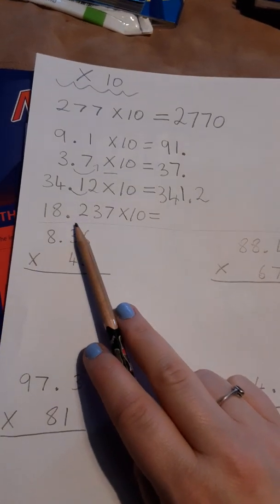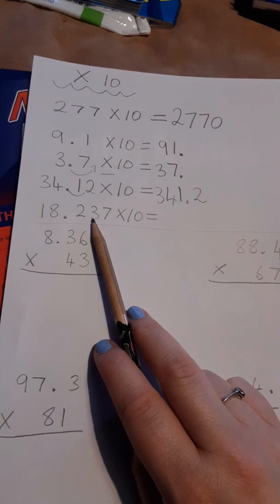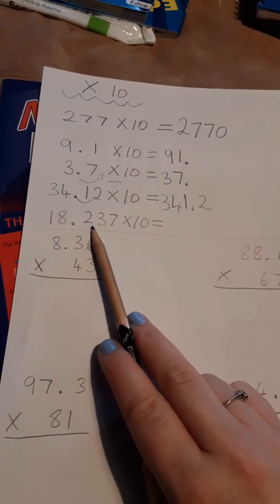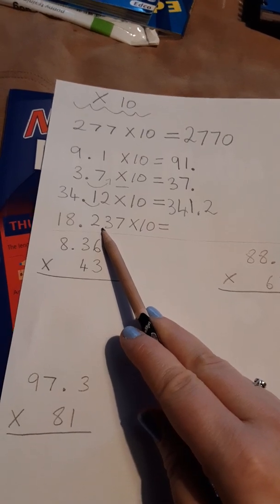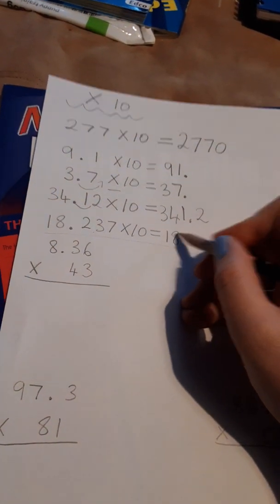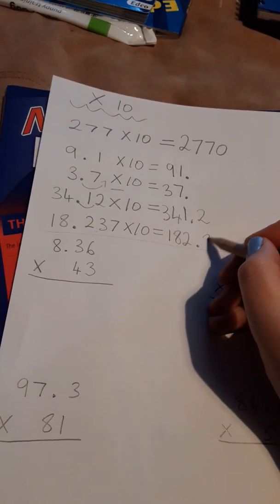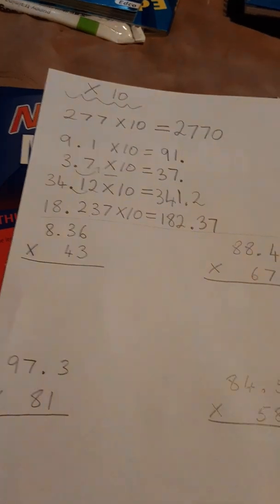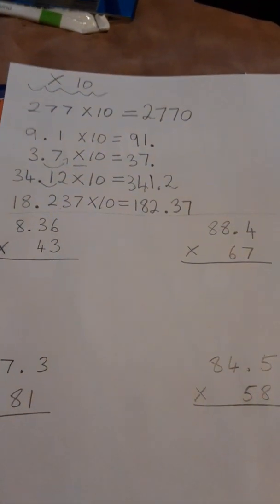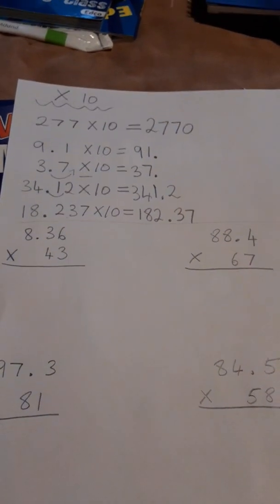This one here just seems to have more numbers behind the decimal. It's got 2/10, 300ths, 7/1000ths. Move it to the right to make it bigger. It's going to go there. Instead of 18.237, it's going to become 182.37. And that's how you multiply decimals by tens. And you'll come across that in number 4 and number 5 on page 75.